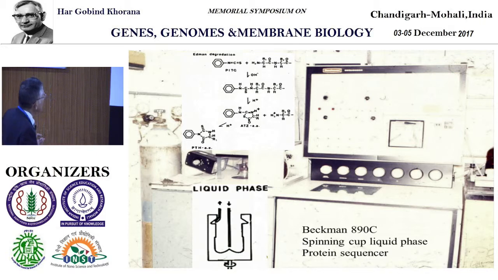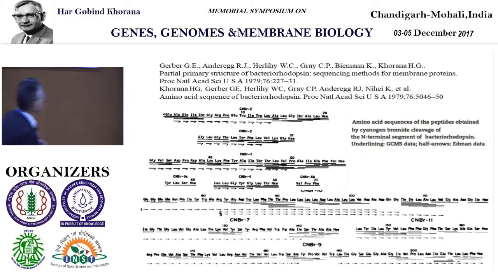This is a liquid phase sequencer, an automatic sequencer designed for Edman degradation. And this is the first amino acid sequencing project of Gobin's group at MIT. These arrows indicate where Edman degradation can decipher, but there are areas that Edman degradation cannot cover.